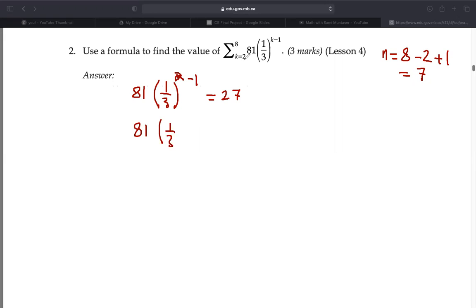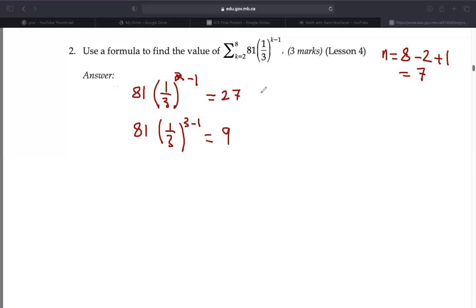Now we're going to sub in 3 for k for the second term, because it's starting at 2 and goes all the way to 8. But you don't want to list all of them. You can just use the formula after that to find the sum, because sigma notation is always asking you for the sum. Now we put in 3 minus 1, which gives me 2. 1/3 squared is 1/9, times 81 is 9. So 9 divided by 27, the second term divided by the first term, gives me 1/3.